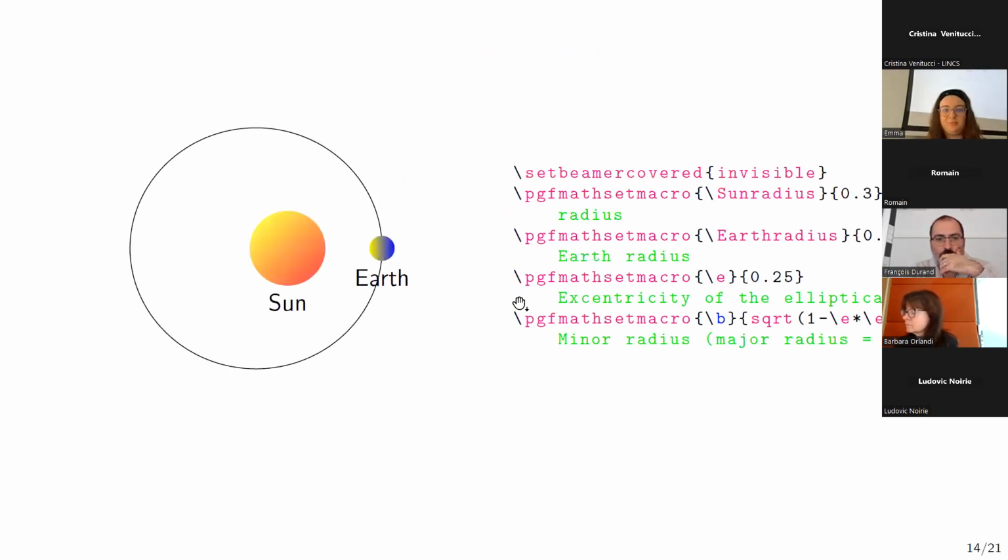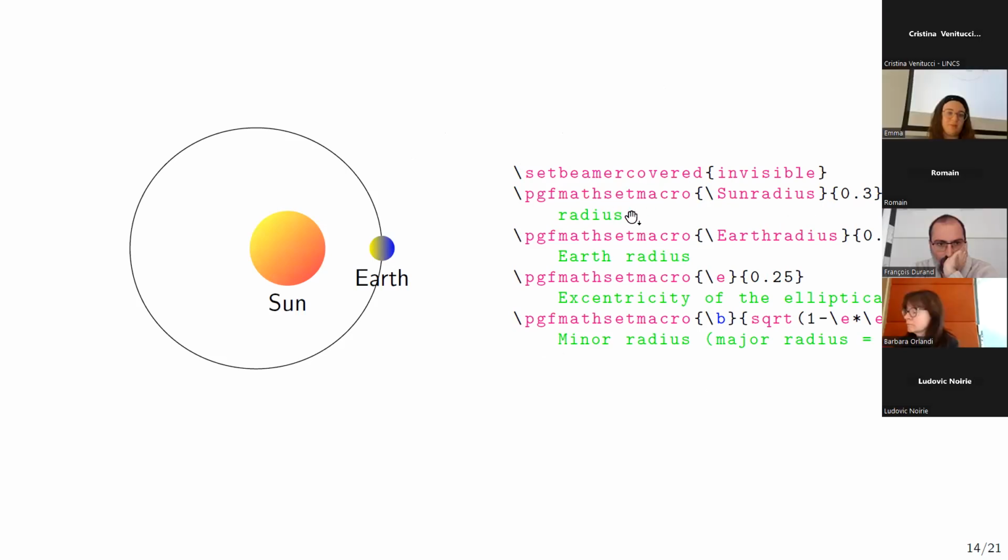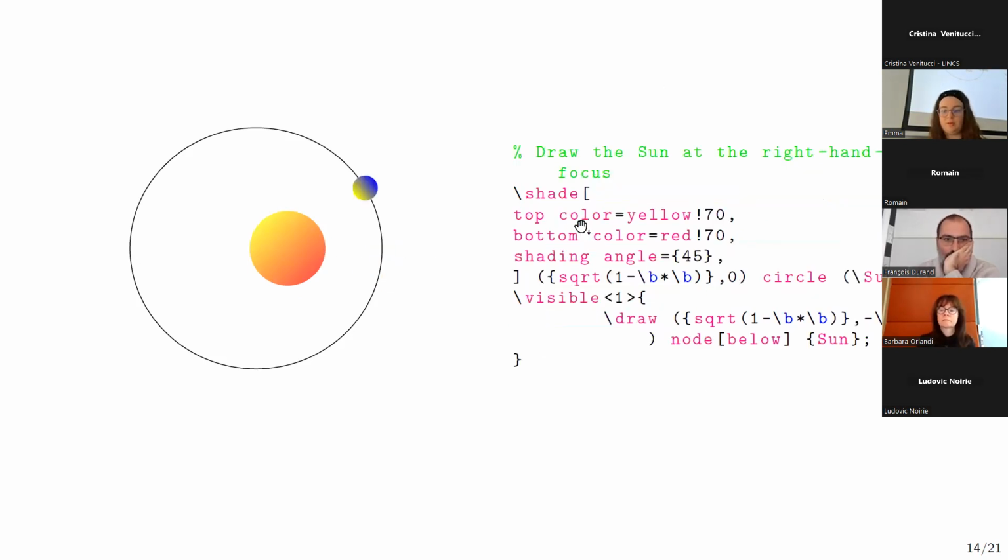So here, you have to set up some things. First, this example, I didn't draw it myself. I found it on the net, just to be clear about that. So here you have the sun radius, which will be 0.3, the earth radius, the eccentricity of the elliptical orbits, and the minor radius, which is just the minimum radius.